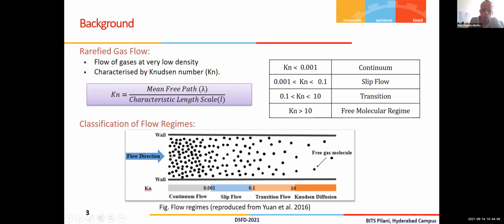So in continuum flow, the continuum hypothesis of the fluid flow holds true. That is, we don't consider the fluid as a molecular or particulate in nature. We consider it as a continuum, and all the flow can be studied from the continuum perspective. But as the gas becomes more rarefied, we have to consider the molecular or particular nature of the flow to accurately extract the relevant physics.